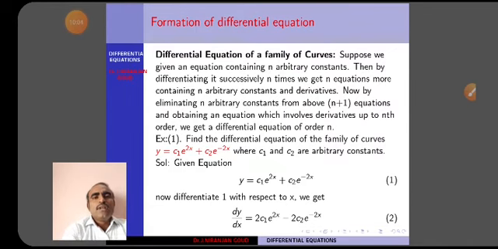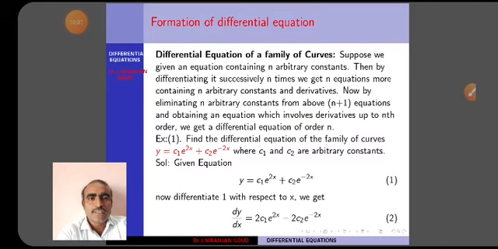See the example. Find the differential equation of the family of curves y is equal to c1 e power 2x plus c2 e power minus 2x, where c1, c2 are arbitrary constants. In this equation, we have two arbitrary constants, so we are allowed to differentiate two times. Take the given equation y is equal to c1 e power 2x plus c2 e power minus 2x.